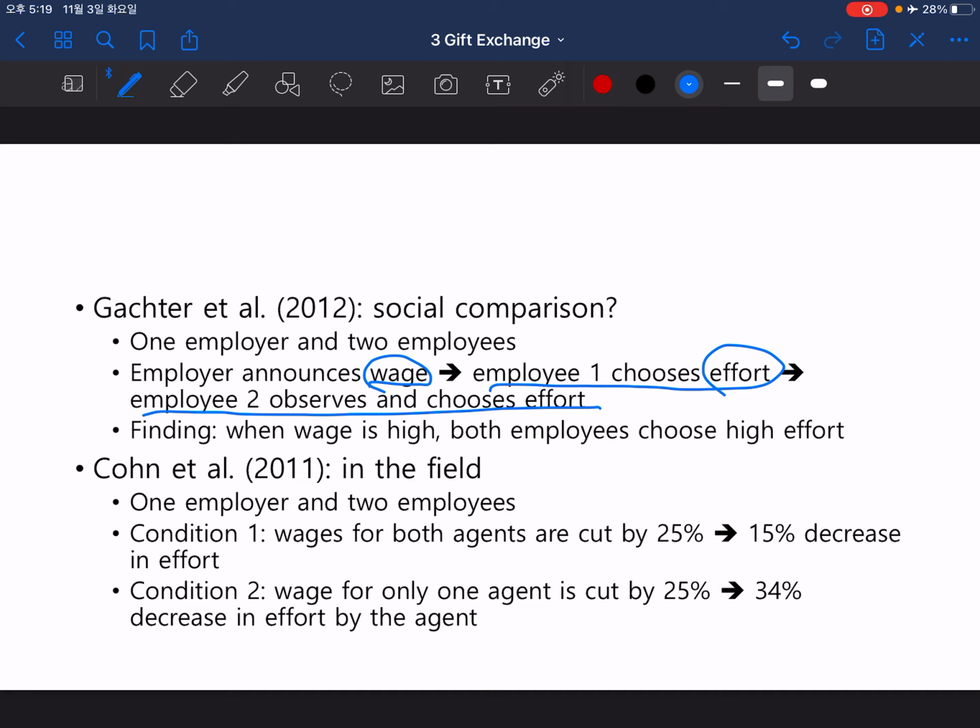So the authors find that when the wage is high, it turns out both employees choose high effort. Because of social comparison, the second employee also is willing to choose high effort, expecting that the first employee also wants to choose high effort. So it seems that social comparison matters here.